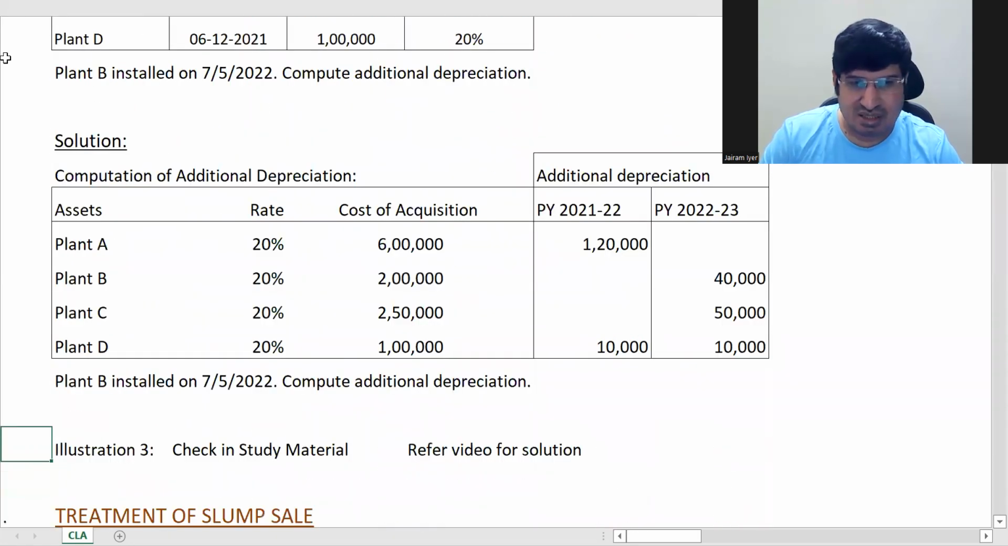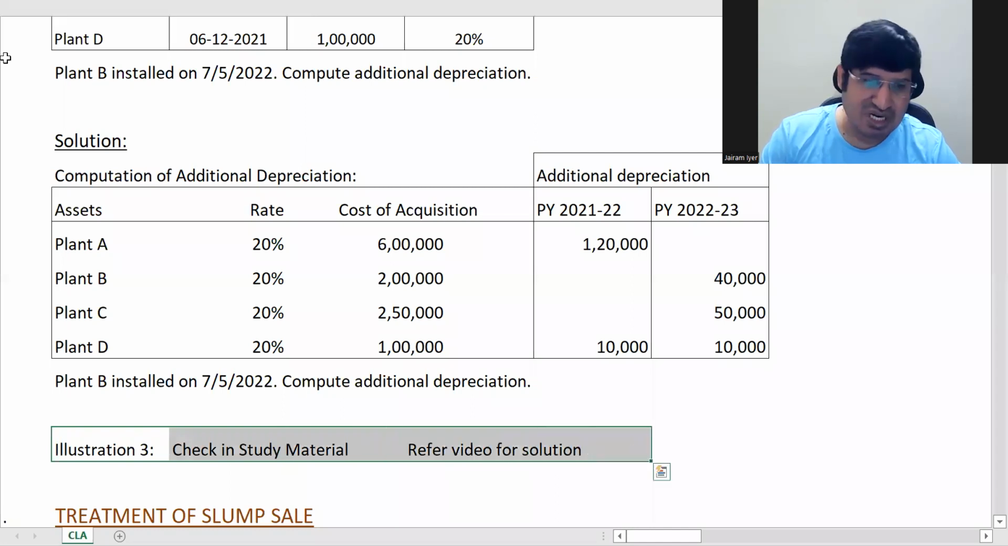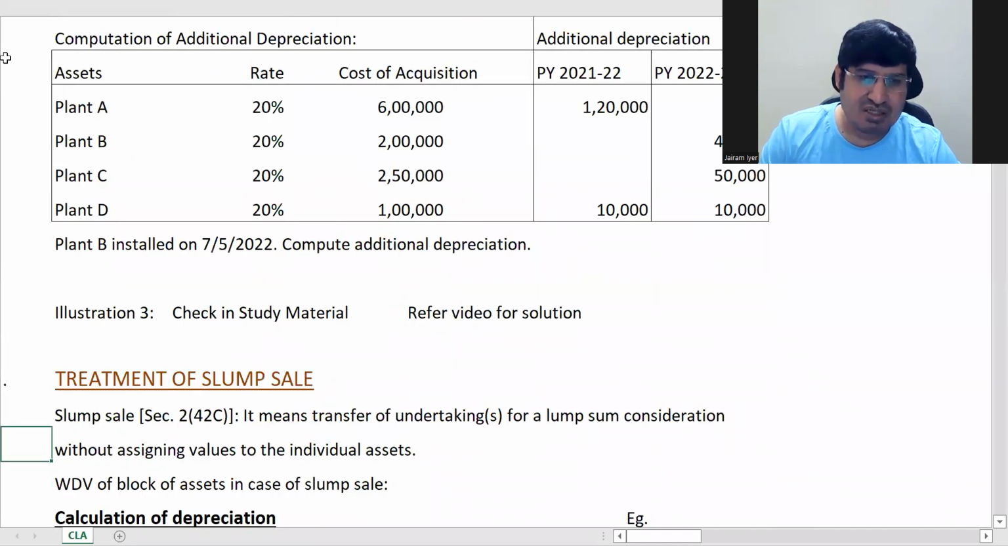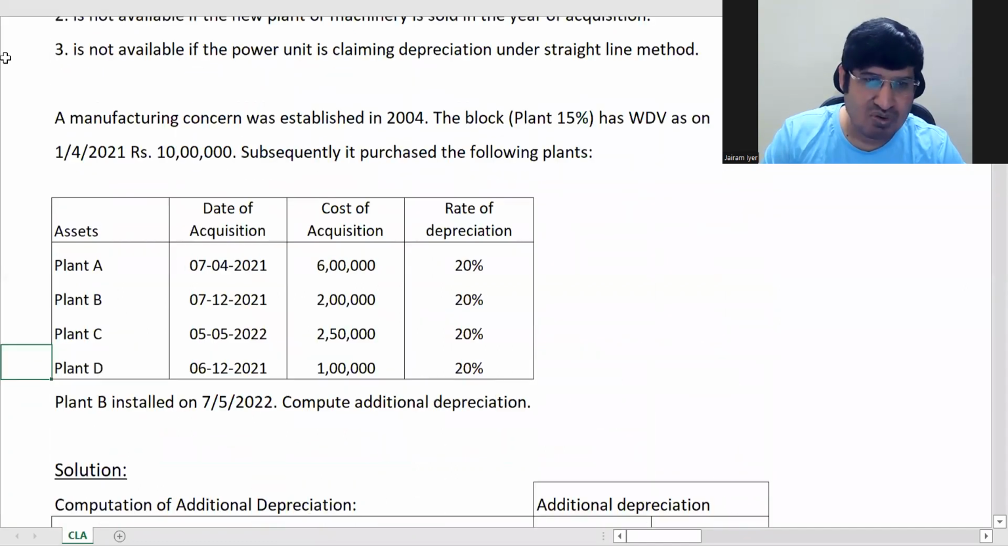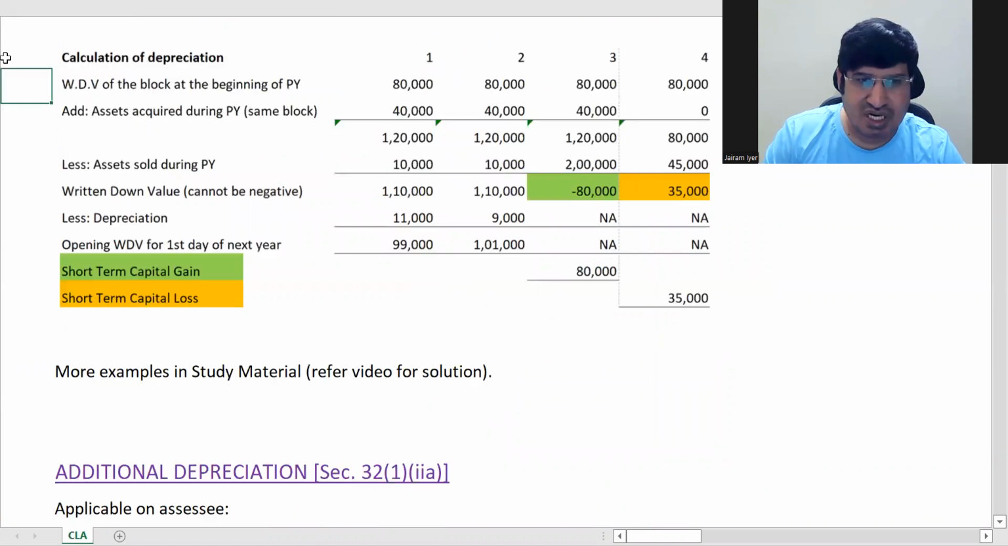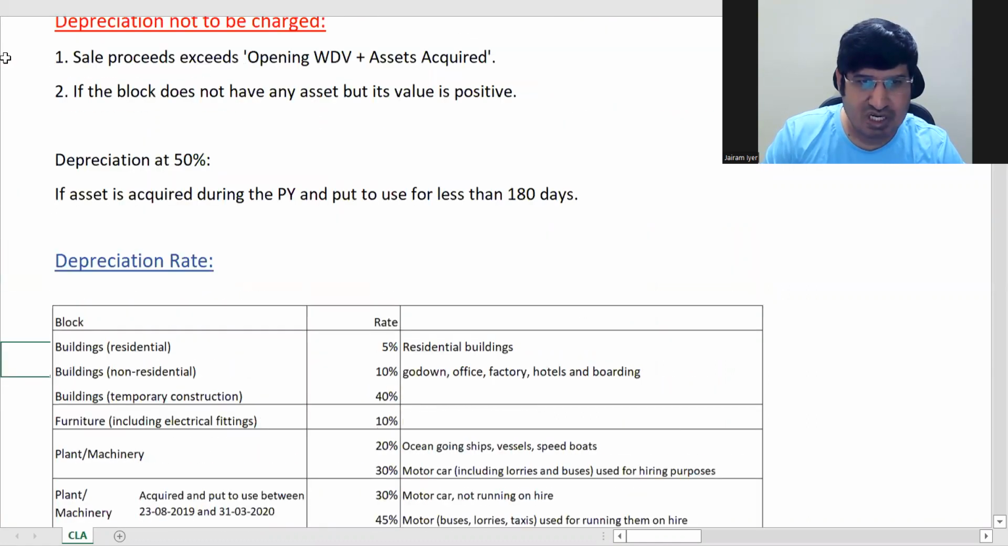And illustration 3 was to be done, okay? So this illustration we'll do directly from the study material. But before that, let me quickly tell you again the main points of depreciation and additional depreciation.